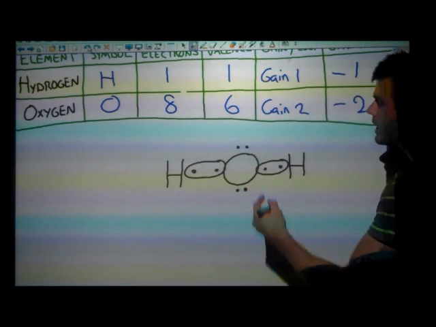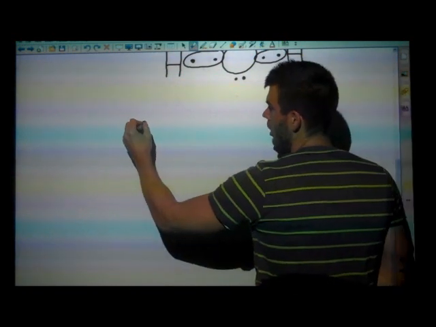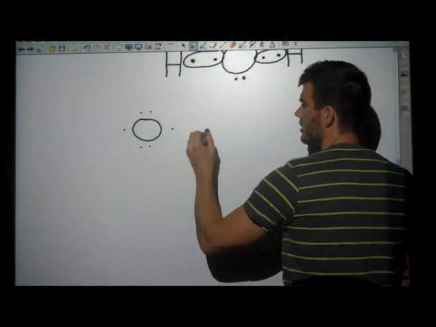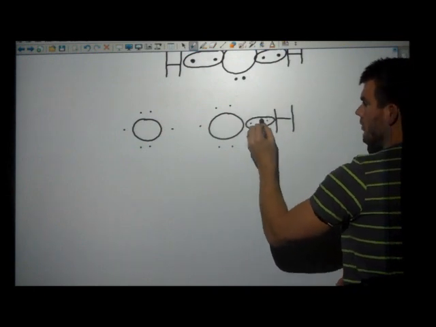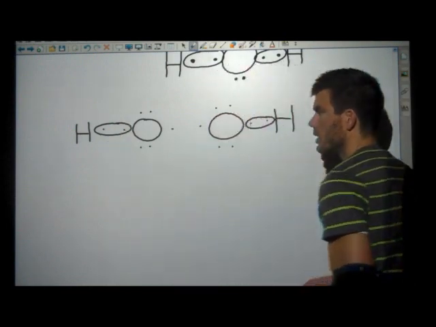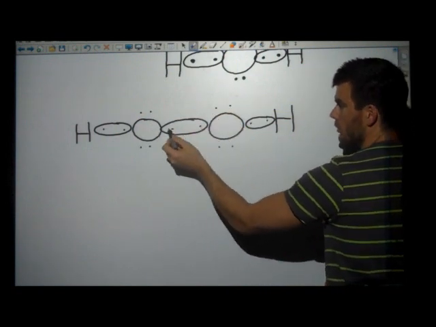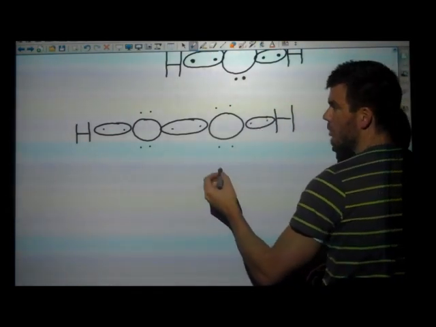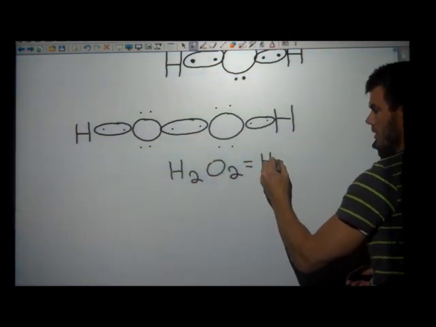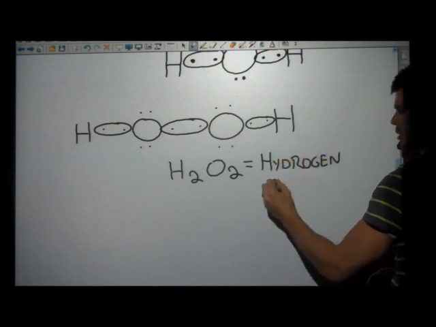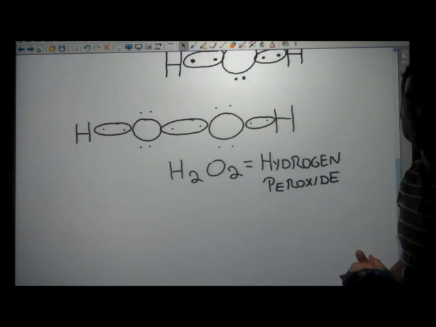Another example we can do using H and O, besides having water, is use 2 H's and 2 O's. So if we use 2 O's, 1, 2, 3, 4, 5, 6, 1, 2, 3, 4, 5, 6, and if we use 2 hydrogens, we now have 2 hydrogens and 2 oxygens. 1, 2, 3, 4, 5, 6, 7. Share here, 8. 1, 2, 3, 4, 5, 6, 7, 8. 1, 2. Everybody's happy. We have 2 H's and 2 O's. This will be written as H2O2, hydrogen peroxide. That is a quick review of ionic and covalent bonds.